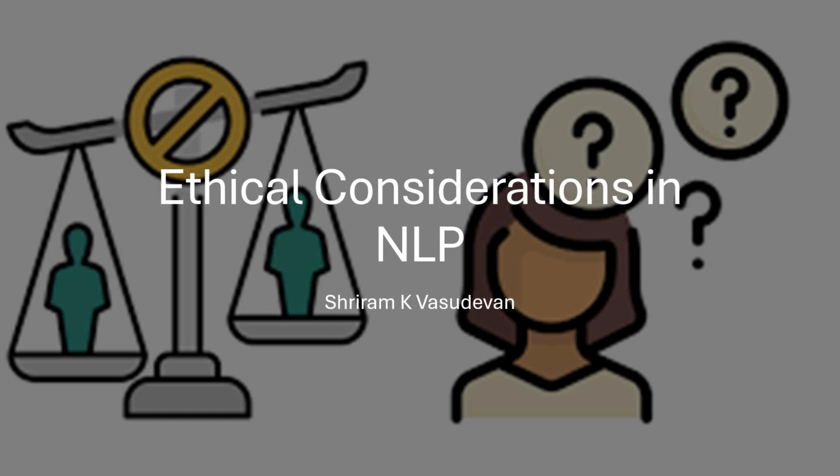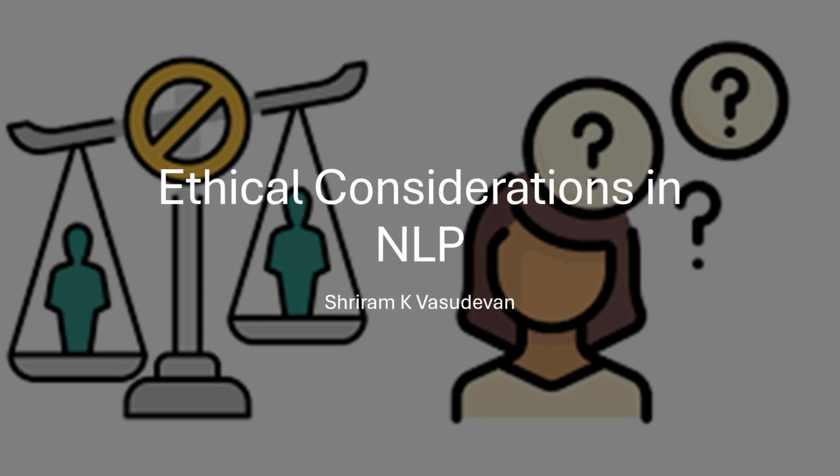We discussed the types of biases. All those things have been done very nicely in the past. We have discussed the impact of bias in terms of fairness, trust, legal and compliance risks. All those things we have discussed. Now it's time for us to get into ethical considerations in NLP.